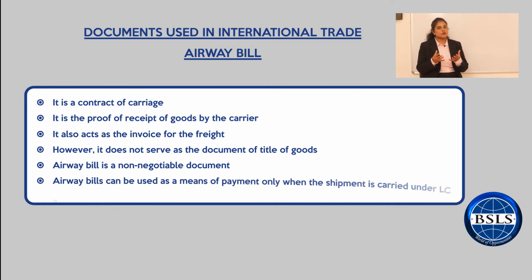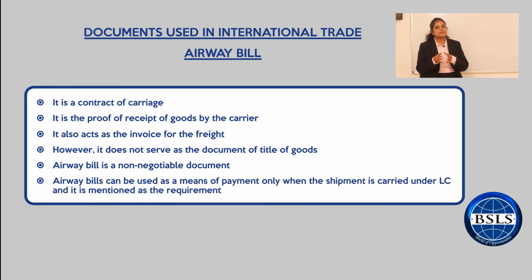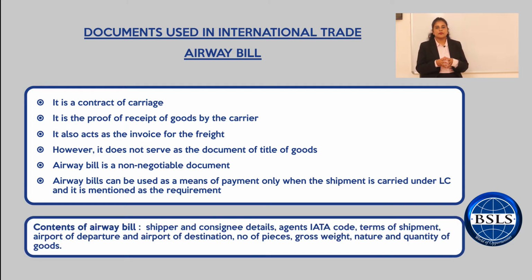An airway bill is a non-negotiable document as it does not declare the value of goods that are being transported. An airway bill can be used as a means of payment only when it is required in the letter of credit and clearly mentioned in a letter of credit transaction. The contents of an airway bill include details of the shipper, the consignee, terms of shipment, port of loading, port of discharge, description of cargo, quantity of cargo, etc.